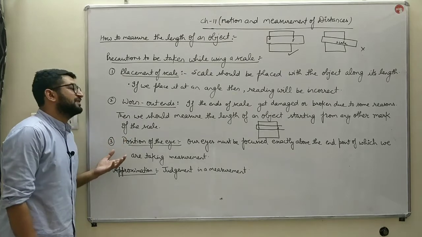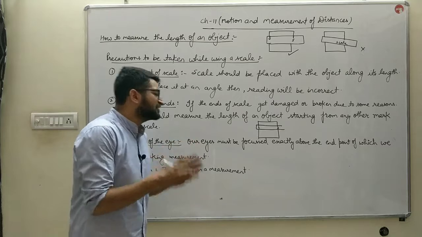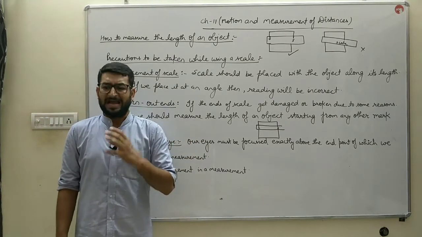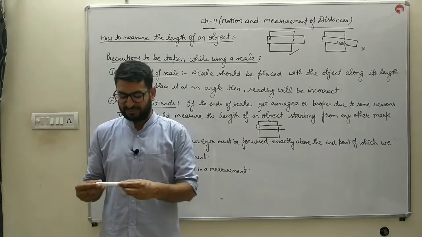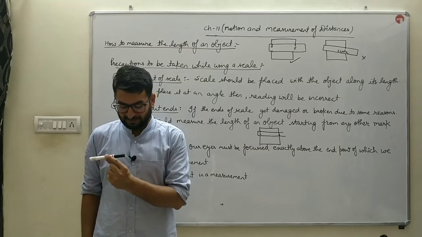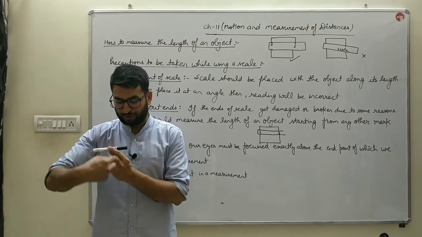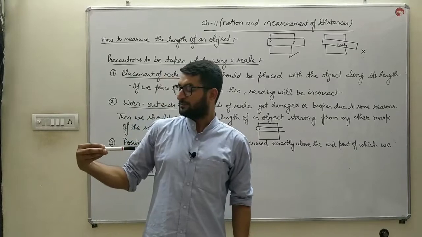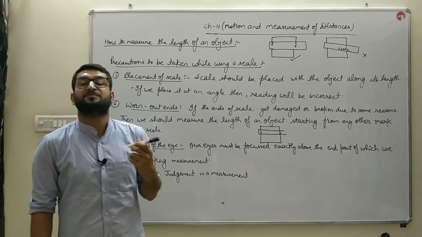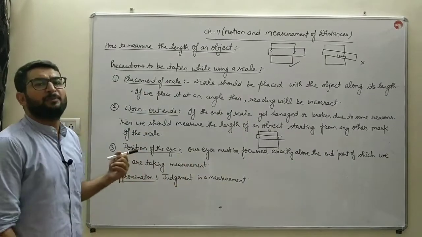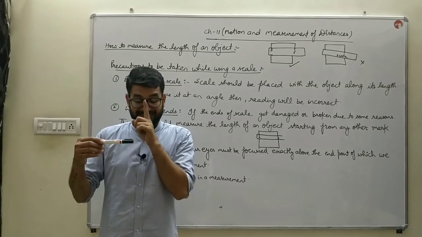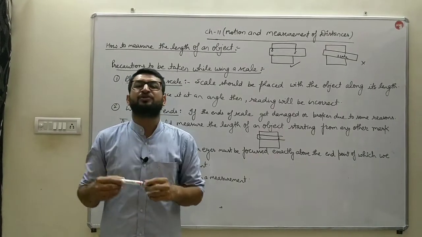Next, position of the eye. Our eyes must be focused exactly above the end point of the measurement. For example, this is the scale. This is the end point. So my eye must be placed here. This is the correct position. If I watch this end point from here or from here, then that may give me an inappropriate reading. So the position of the eye must be exactly above the end point of the scale.